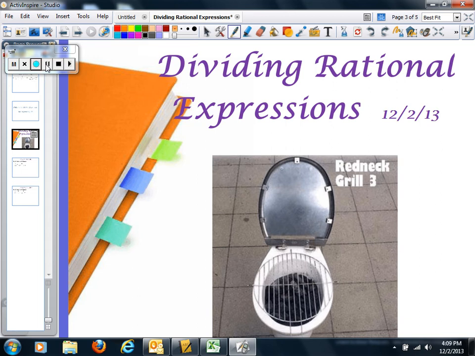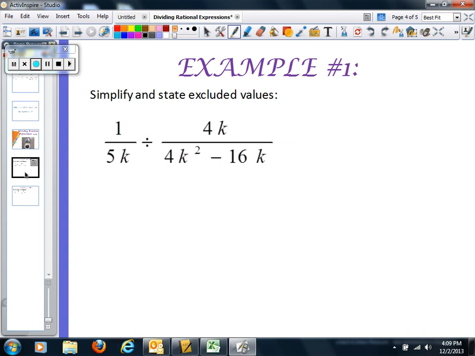But anyway, we're going to go to dividing rational expressions. And with dividing rational expressions, it's really not any harder than multiplying rational expressions. There's actually just one extra step.